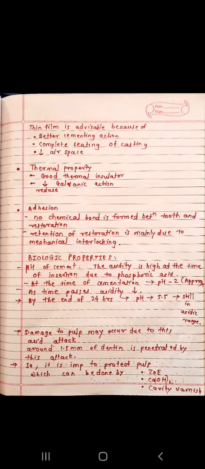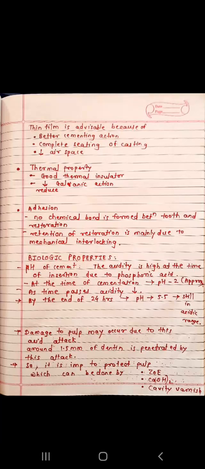Thermal properties. This is a good thermal insulator. So this is used as a base for pulp protection due to its good thermal insulating property. This reduces the galvanic action. So these are the important properties of zinc phosphate cement, and these are the advantages of zinc phosphate cement: it has good thermal property, it acts as a good thermal insulator, and it reduces the galvanic action.